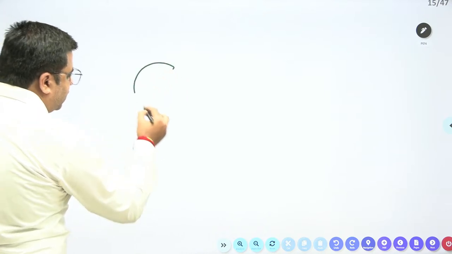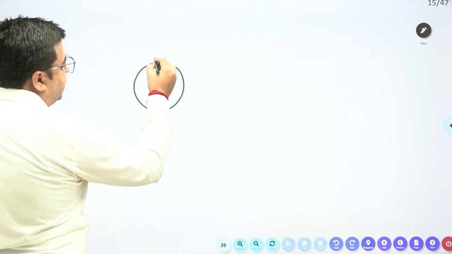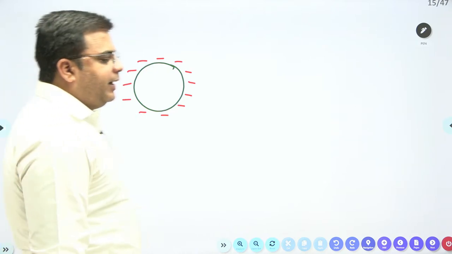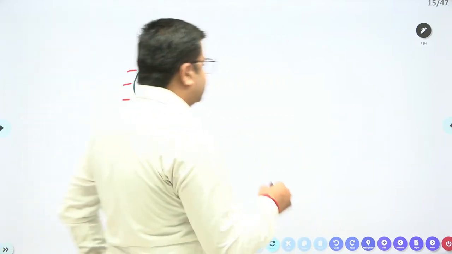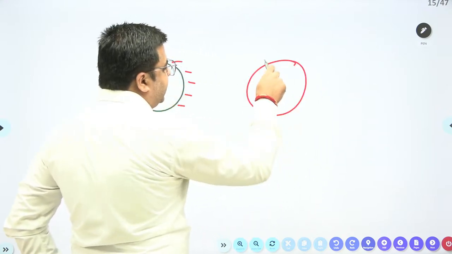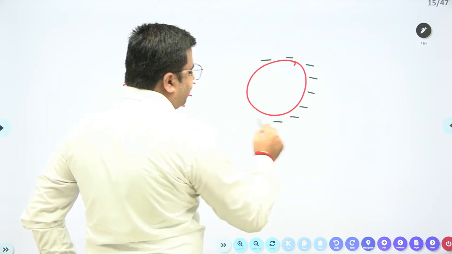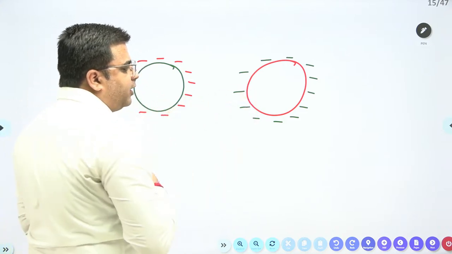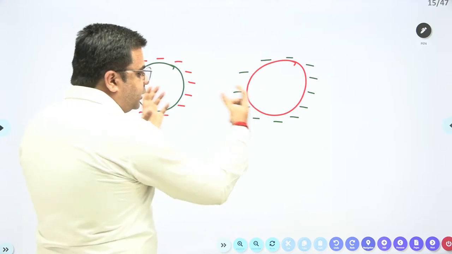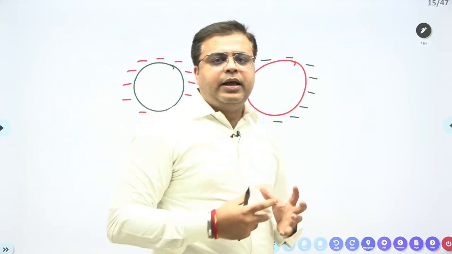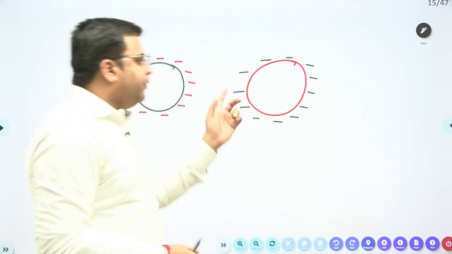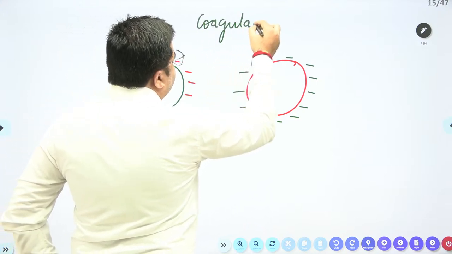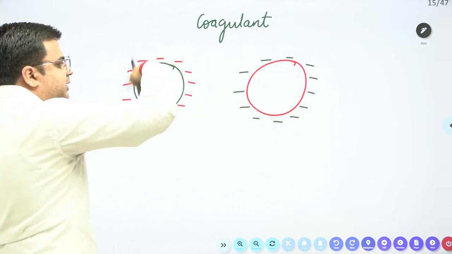These finer size of particles contain negative protective charge over their surface. There is one more particle like this, and these particles contain negative protective charge over their surface, due to which when these two particles come in contact with each other, they face repulsion, and due to these repulsive forces, these particles are unable to agglomerate with each other. They are unable to come together, right? So what we do is we add a coagulant. And what this coagulant does is, this coagulant neutralizes this negative protective charge.